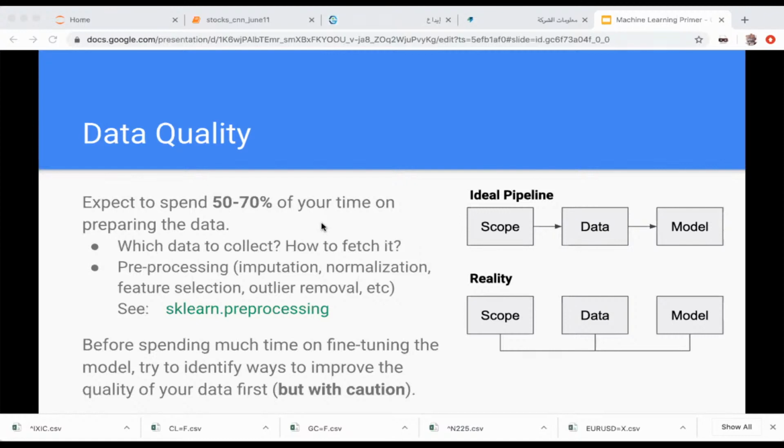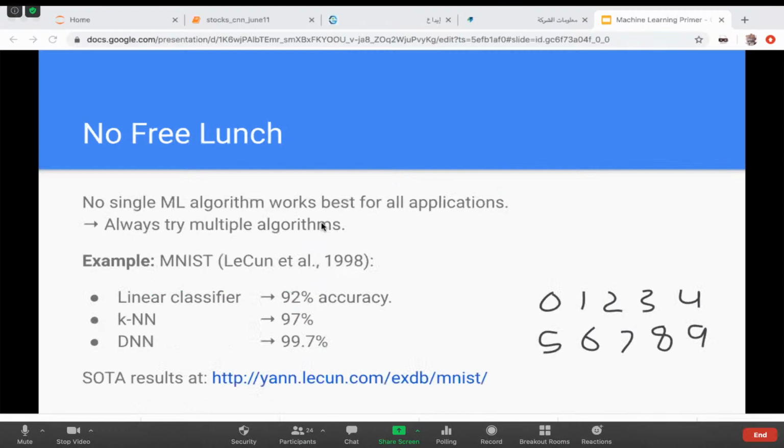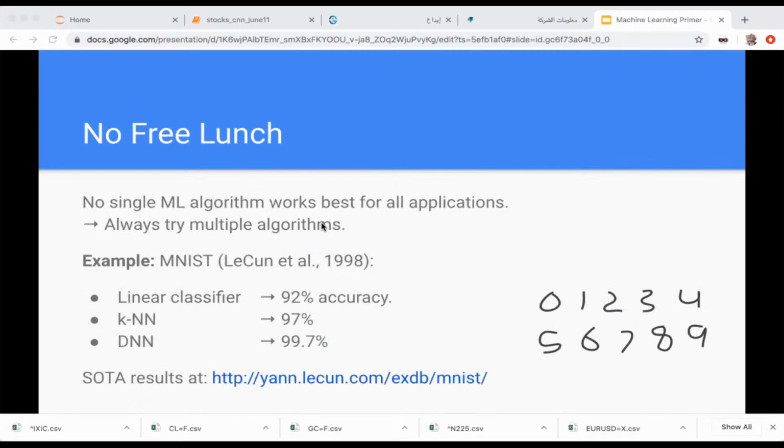Okay. So data quality. The main takeaway is to pay attention to the quality of the data. This is very important. Second, there is a famous theorem in machine learning which says that no free lunch exists. Dr. Yahya tweeted about it recently. Thank you. The basic idea is that there is no single algorithm that works best universally. So you should try multiple algorithms.